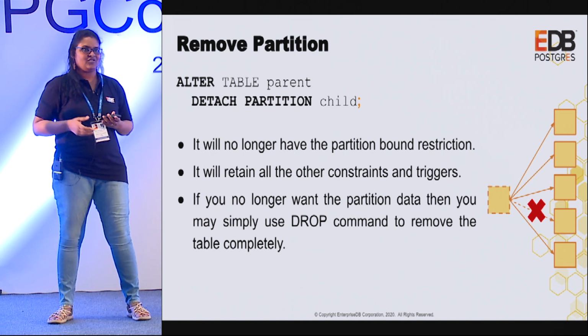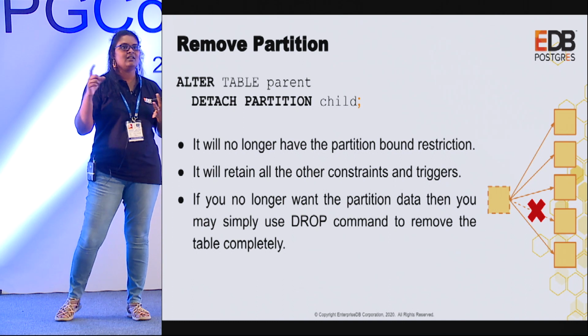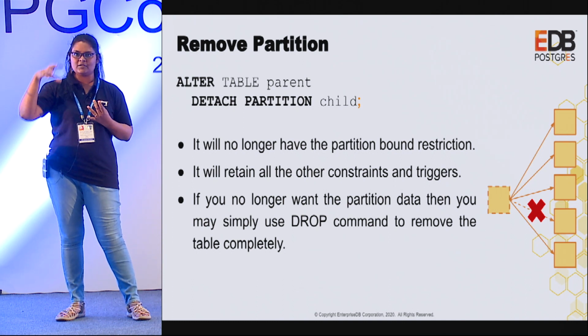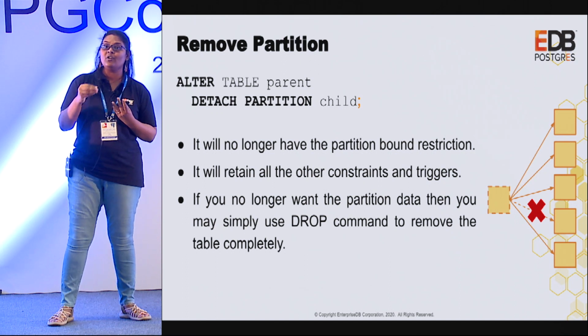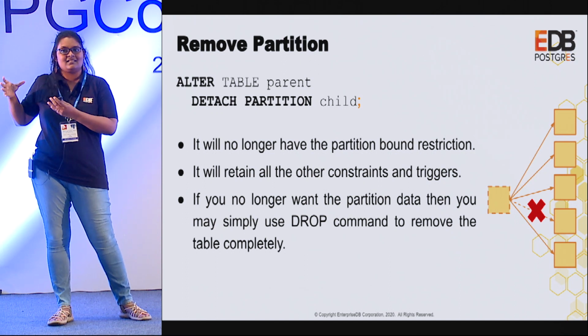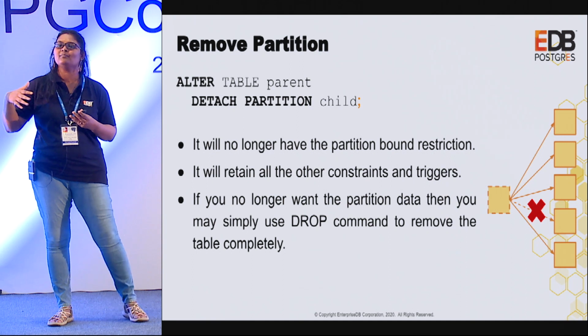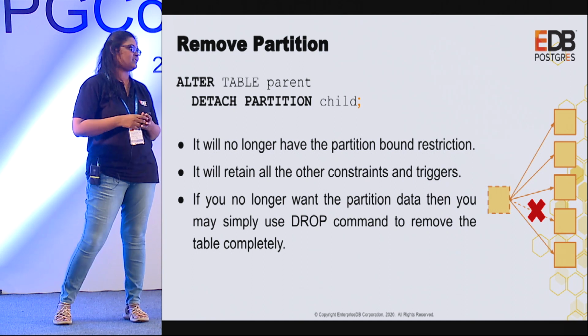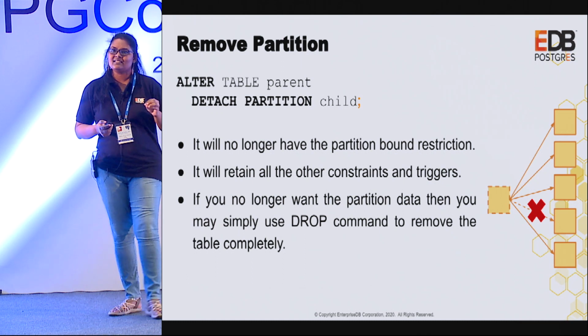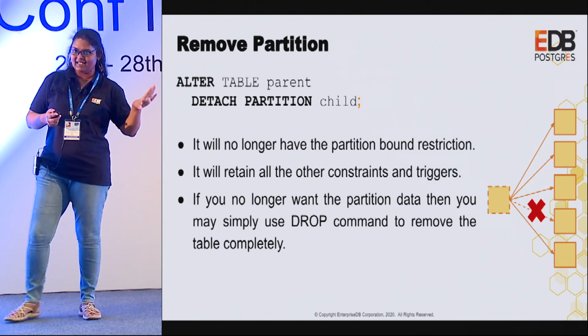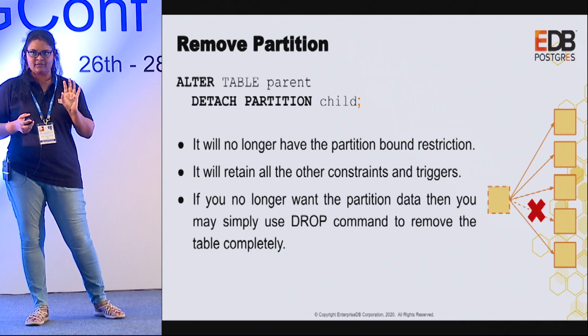But all the other restrictions like the primary key, any triggers that you had created when it was part of the partition tree, it will still be present. So if you no longer want those trigger functions when it is a standalone table, you would have to manually remove each of those restrictions. Suppose this is detached. In this case, the data is maintained, but it is no longer part of the partition tree.